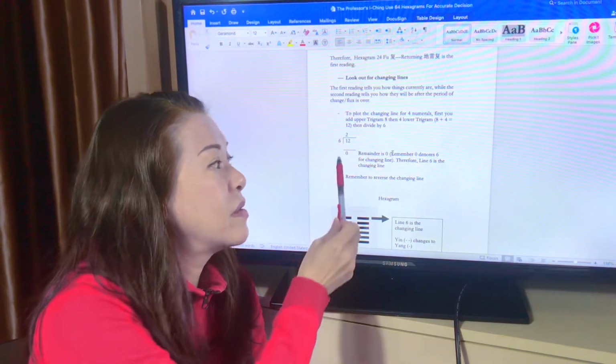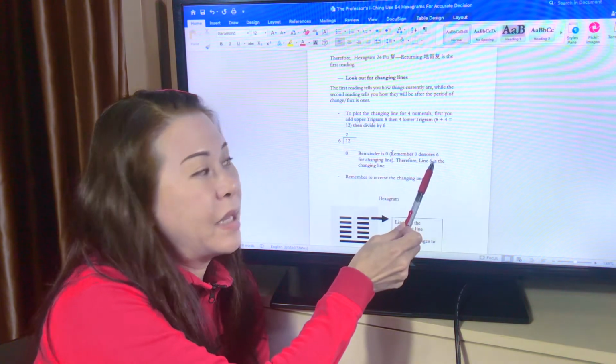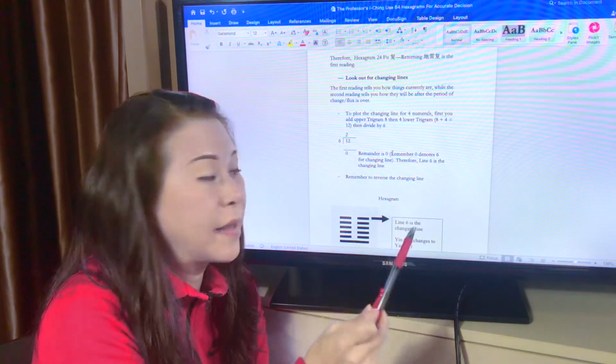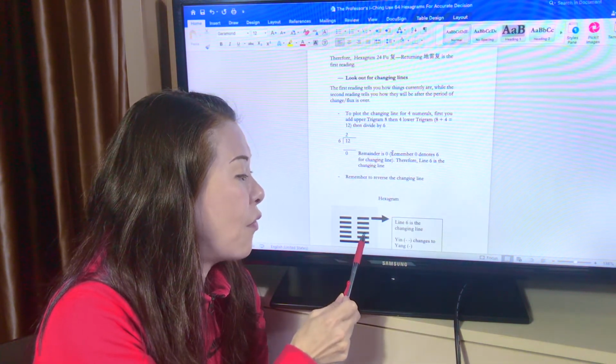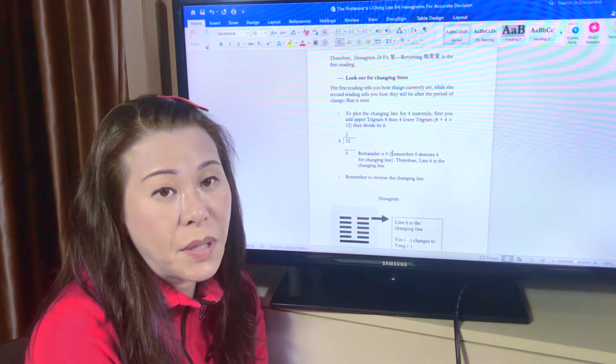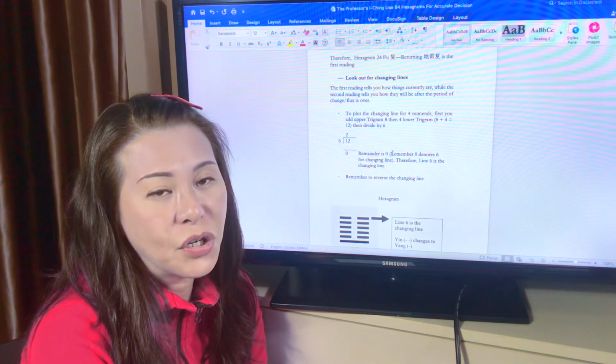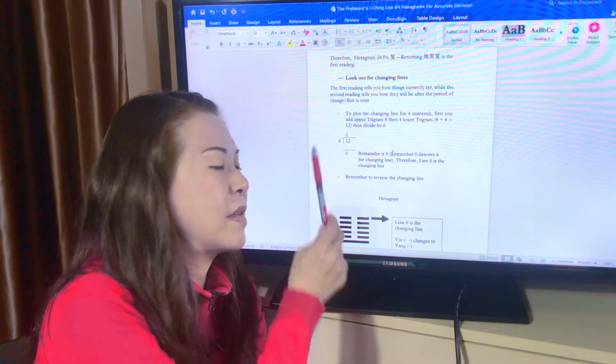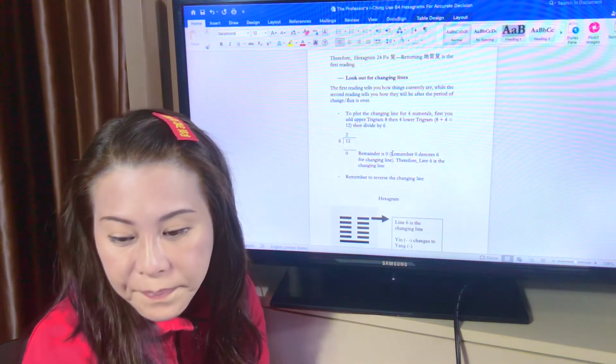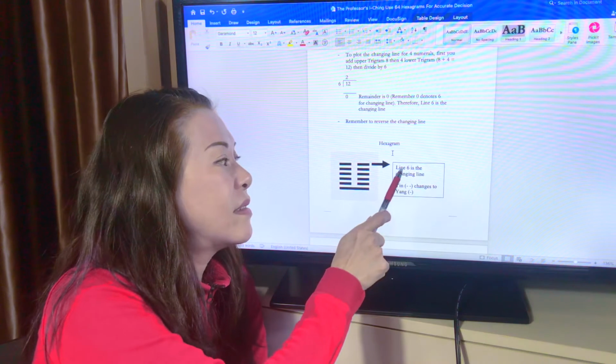Why is the remainder 0 not 8? Because we are looking for the changing line. There are only 6 lines, 1, 2, 3, 4, 5, 6 lines. How can it be 8? There's no 7 and 8 line. How can you change the 8 line? So 6, we divide by 6. Make sense? Okay, so line 6 is the changing line.